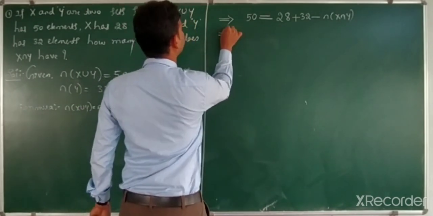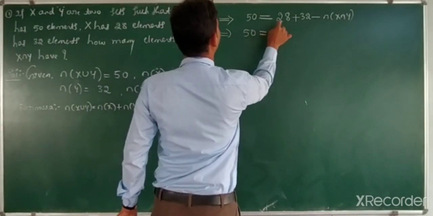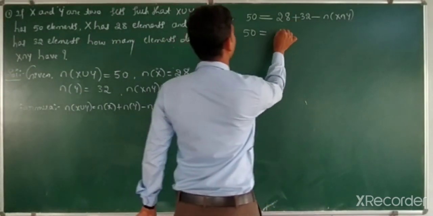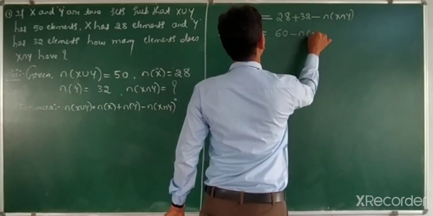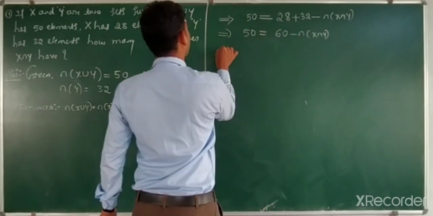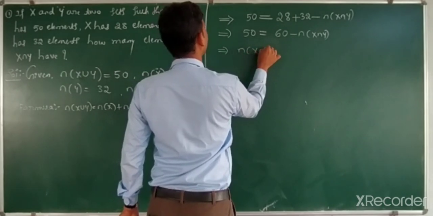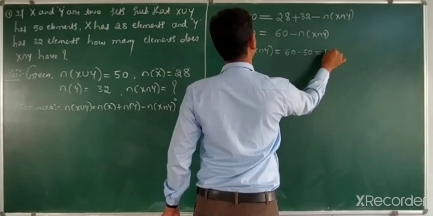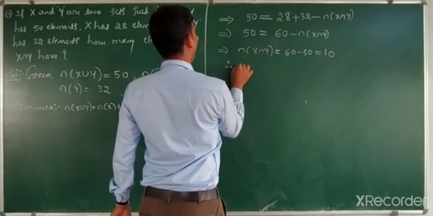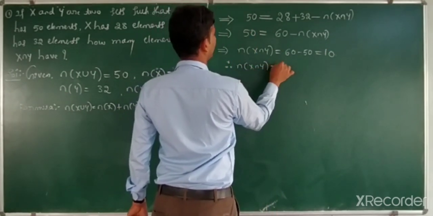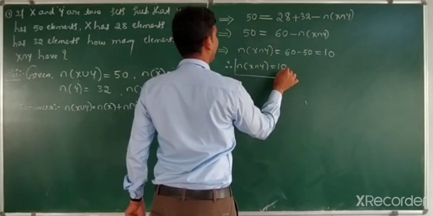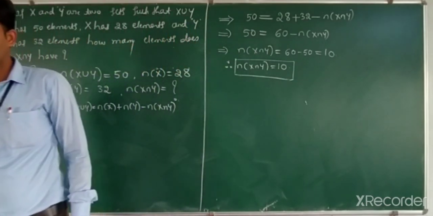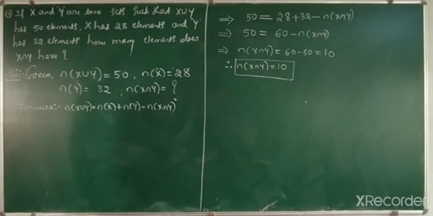Which implies 50 is equal to 28 plus 32, that is 60, minus N of X intersection Y. Which implies N of X intersection Y is equal to 60 minus 50, which is equal to 10. Therefore, N of X intersection Y is equal to 10 elements. We have only 10 elements.